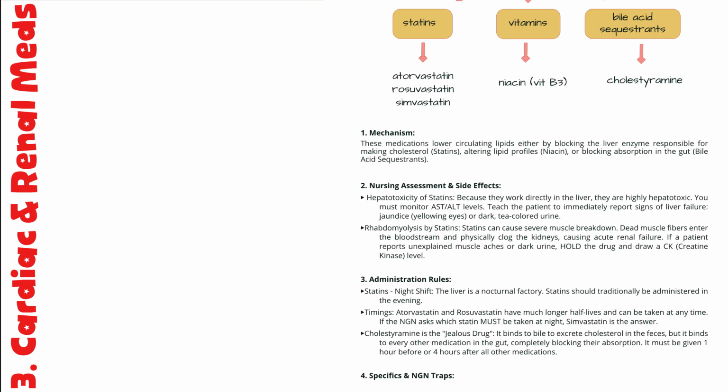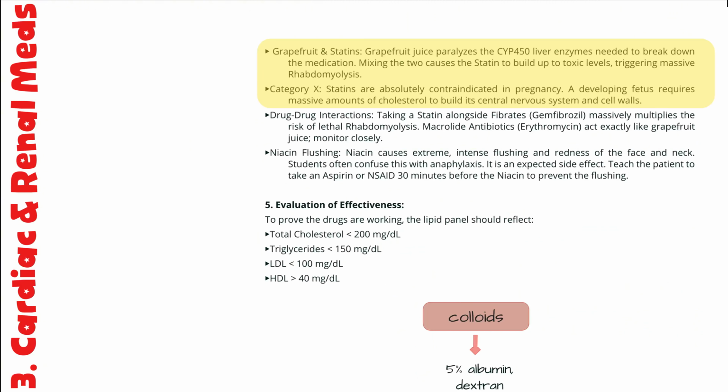Last group, statins. They're hepatotoxic, and they carry a real risk of rhabdomyolysis. Muscle aches paired with dark urine means hold the drug and draw a CK level. Grapefruit juice is contraindicated, and they're category X in pregnancy. With niacin, expect flushing. It's normal, and pretreating with aspirin can blunt it.